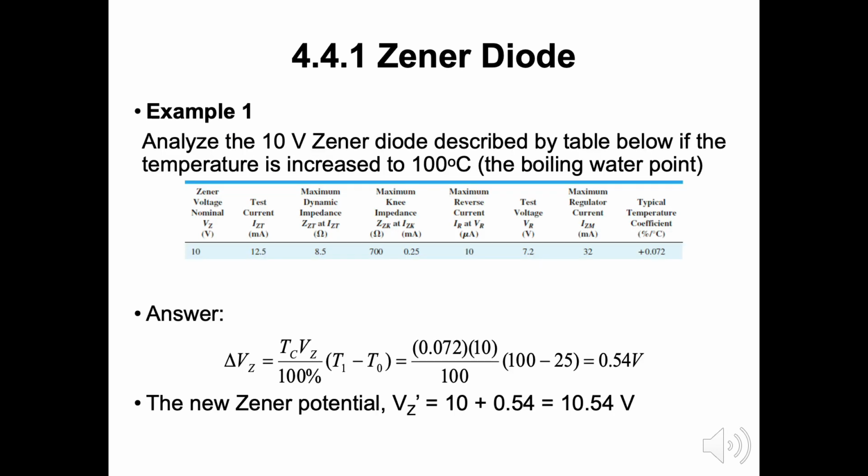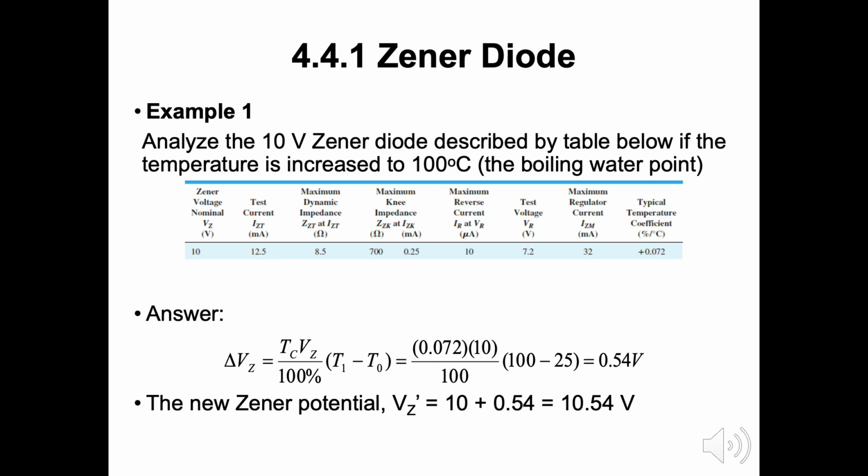In order to demonstrate the effect of the temperature coefficient on the Zener potential, consider the following example. The example is to analyze the 10V Zener diode described by the given table if the temperature is increased to 100 degrees Celsius, which is the boiling point of water.